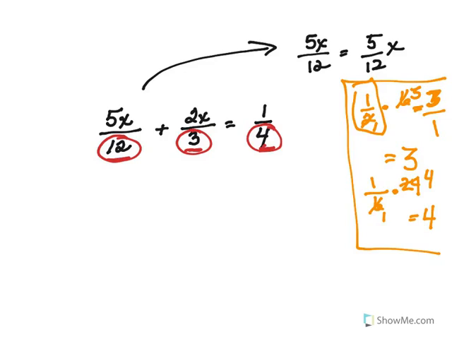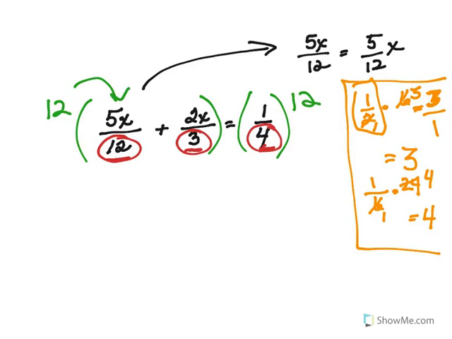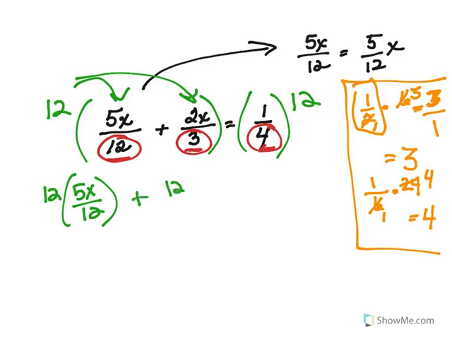When I look at 12, 3, and 4, a number that can get rid of them would be 12, because 12 goes into 12, 3 goes into 12, and 4 goes into 12. So I'm going to multiply this side by 12 and this side by 12. I'm going to show this distribution. I take 12 times 5x over 12 plus 12 times 2x over 3 equals 1/4 times 12. I'm just showing everything being distributed.